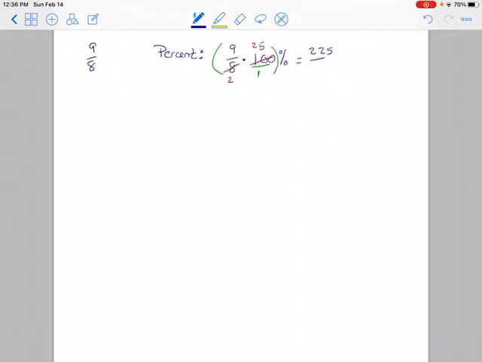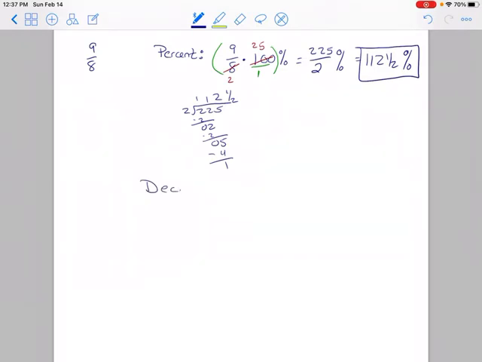be 225 over 2, but now I have a percent sign on there. But I do need to write this as a mixed number, so I'm going to do a little bit of long division. 2 into 225 goes once, twice, with a remainder of 1. So that's going to be 112.5%.